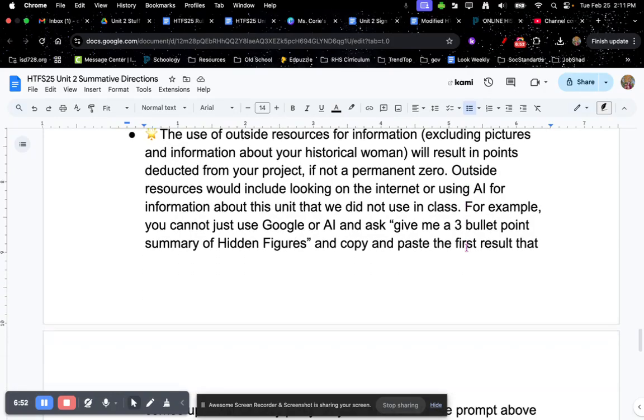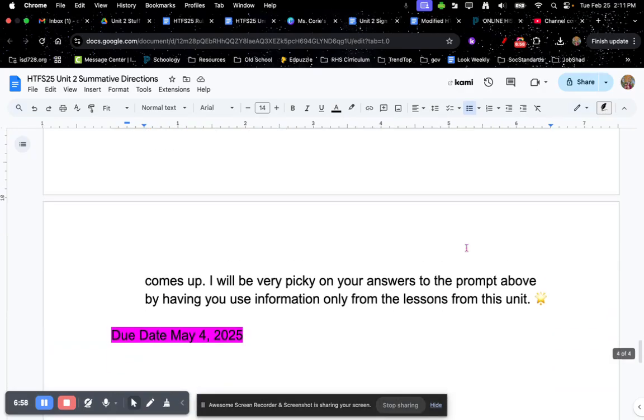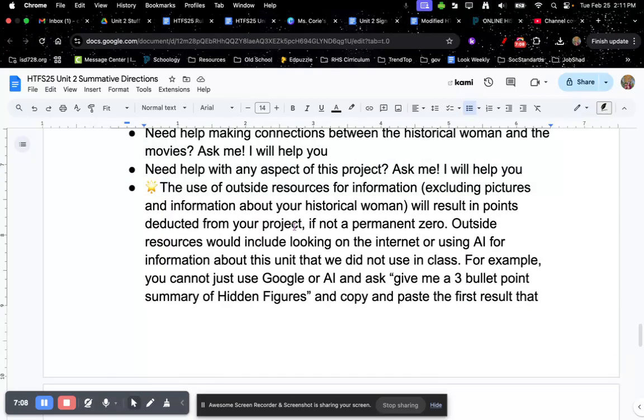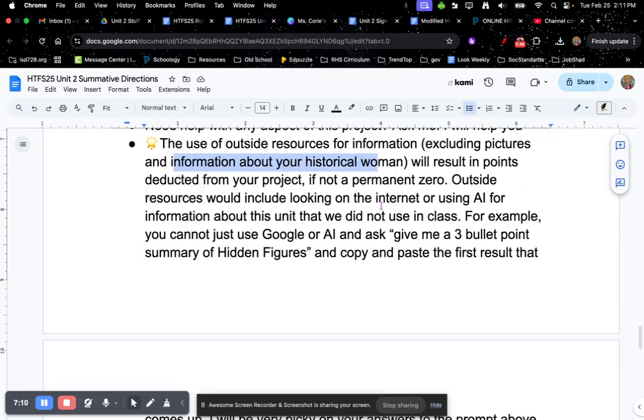For example, you cannot just use Google or AI and ask, give me a 3 bullet point summary of Hidden Figures, and copy and paste the first result that comes up. I will be very picky on your answers to the prompt above by having you use information only from the lessons from this unit. Of course, minus pictures and the information of your historical woman.